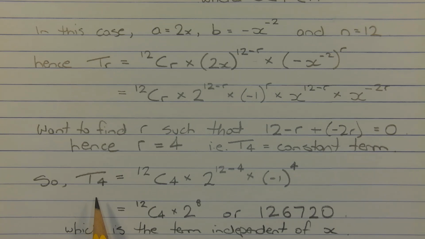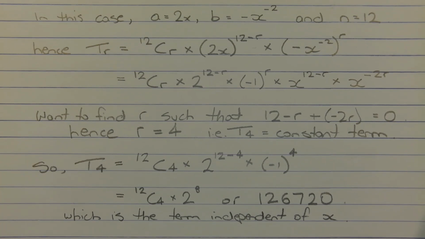So T4 is equal to 12 choose 4 times 2 to the power of 12 minus 4 times (negative 1) in brackets to the power of 4. Now this term here is positive 1, so we can discount that one. So that equals 12 choose 4 times 2 to the power of 8, or 126,720, which is the term independent of x.